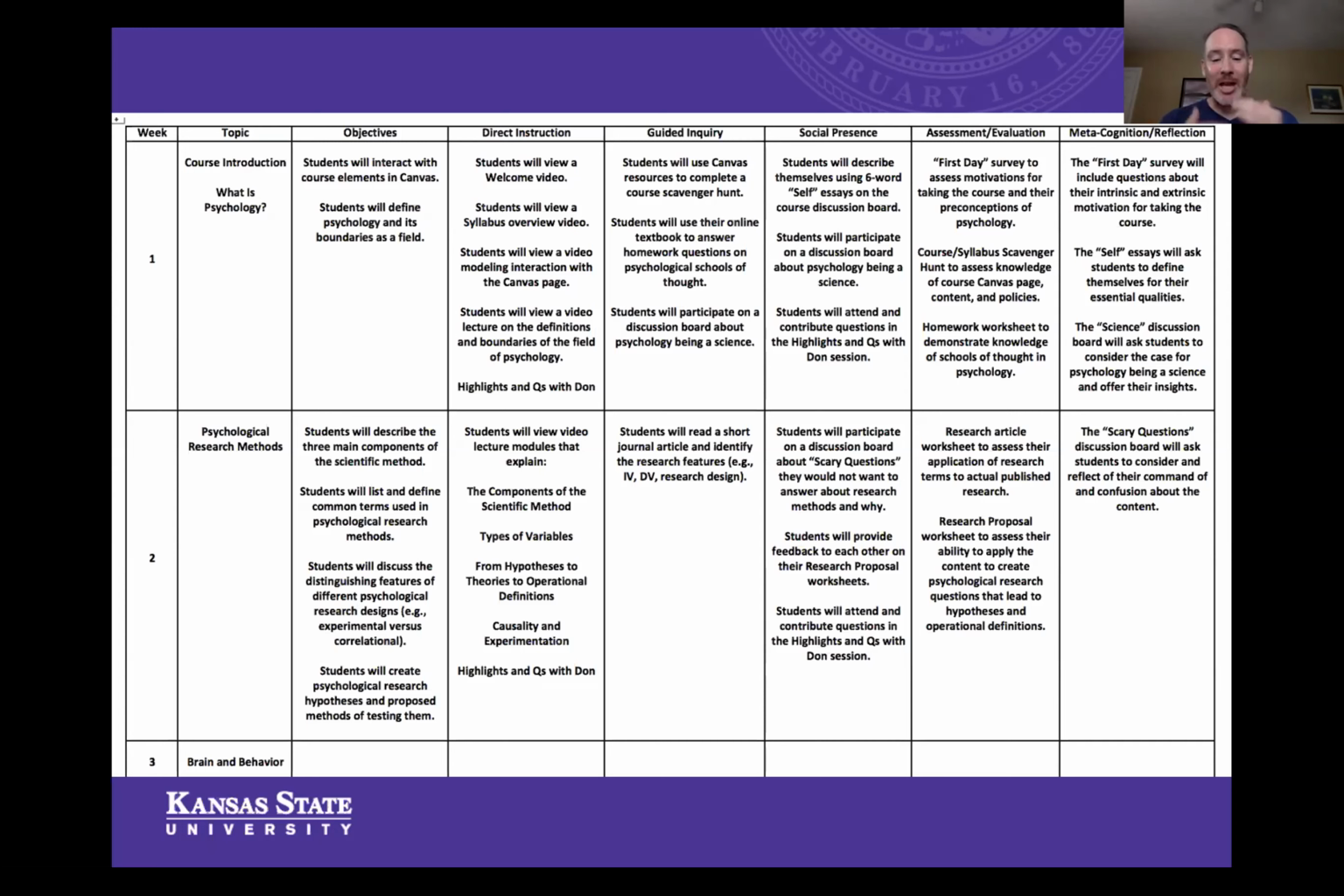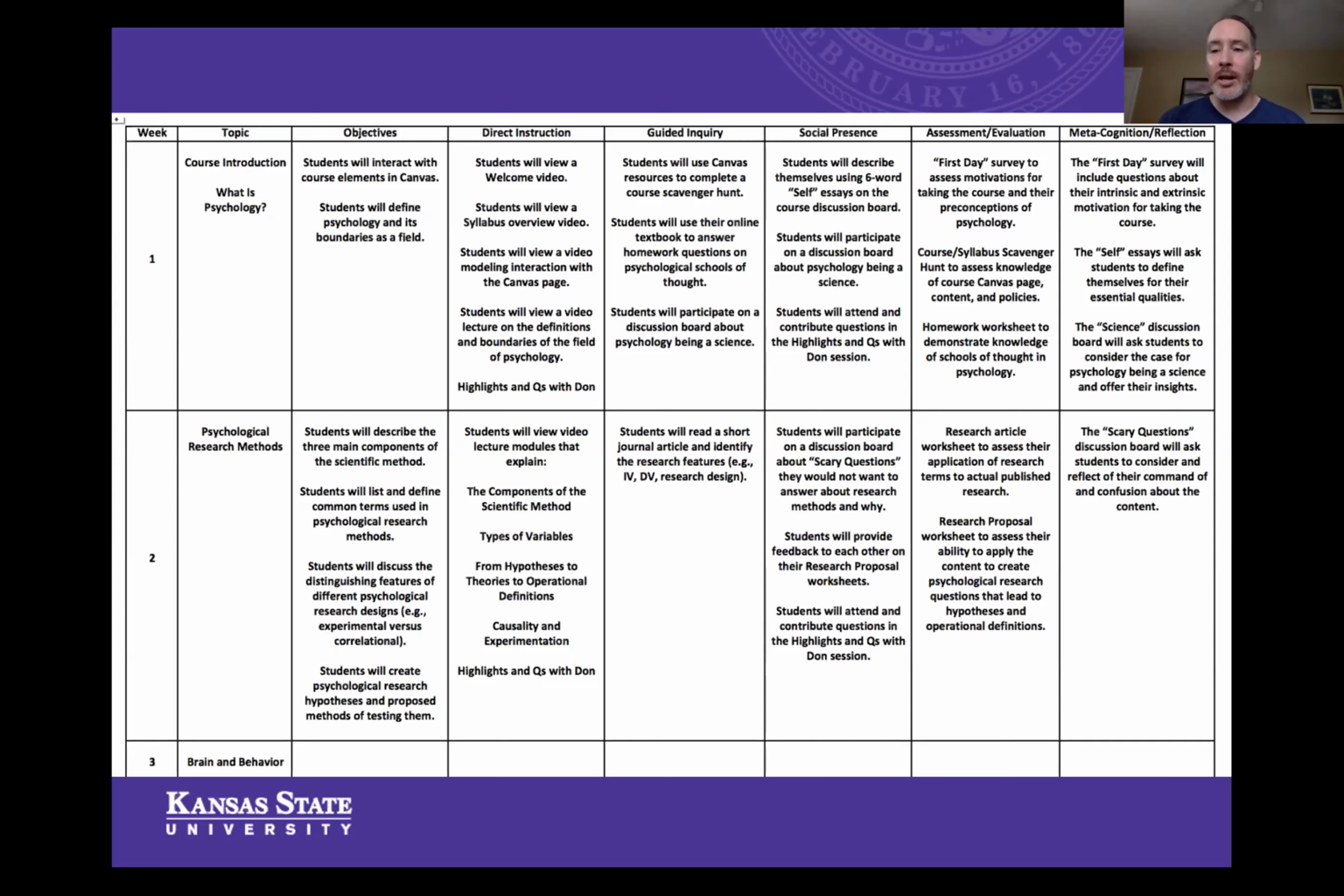So what happens is I'm introducing them in a very low stakes environment, assignments that I'm going to be using later. They're participating on that discussion board, as I already had mentioned, and they're attending and contributing questions in the highlighting cues with Dawn session, as I already mentioned.